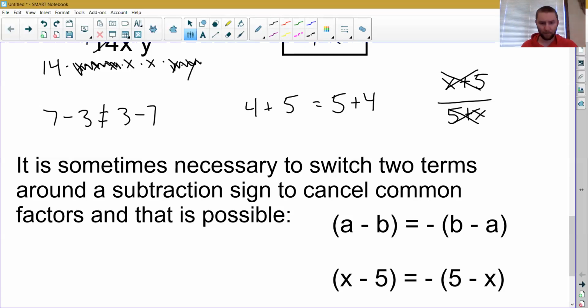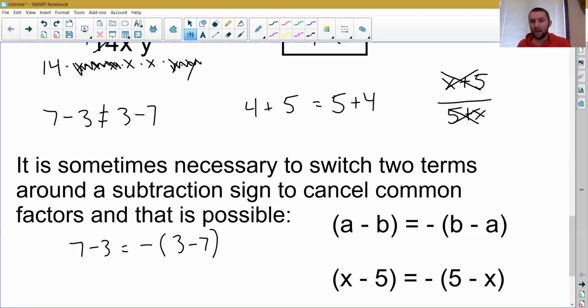Okay, so here's what I mean. If I have 7 minus 3, that's the same as negative, and then in parentheses, 3 minus 7. Okay, so I flip the 3 and the 7 around that subtraction sign, but I have to put this negative sign in front of the whole subtraction problem, okay?